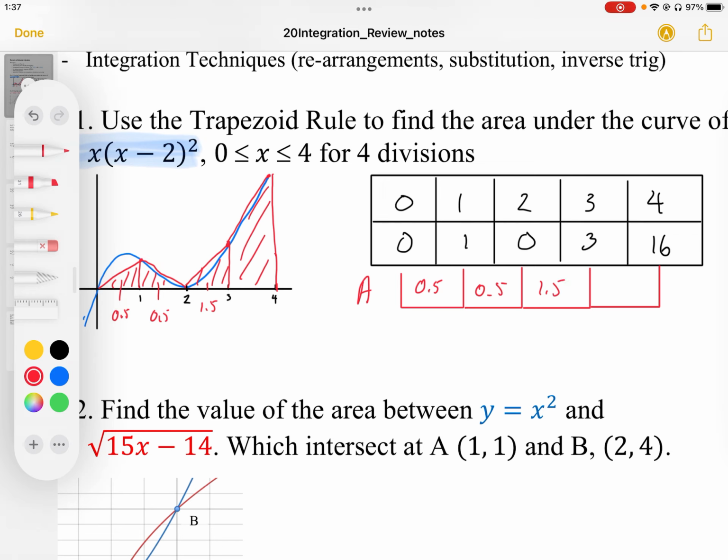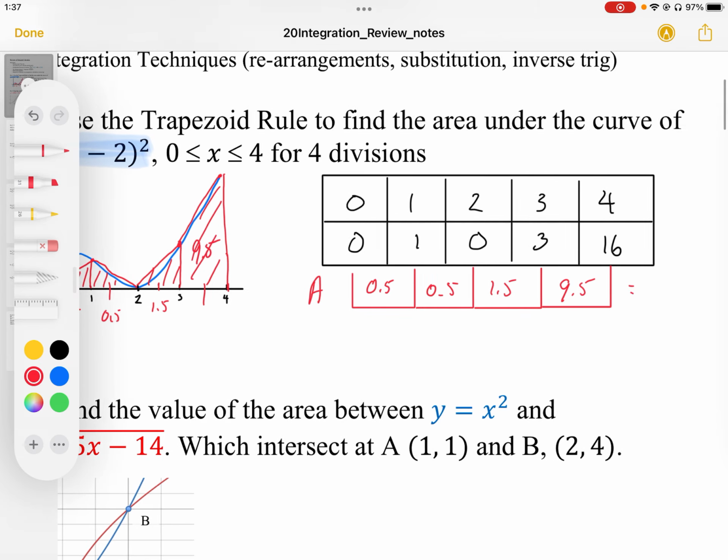Okay, so this next area is going to be 1.5, through (3 plus 0) divided by 2 times the width of 1. And then this is going to be 19 divided by 2, which is 9.5, times the width of 1. So I'm going to get an area of 9.5 here. I'm going to write that right in there, 9.5.